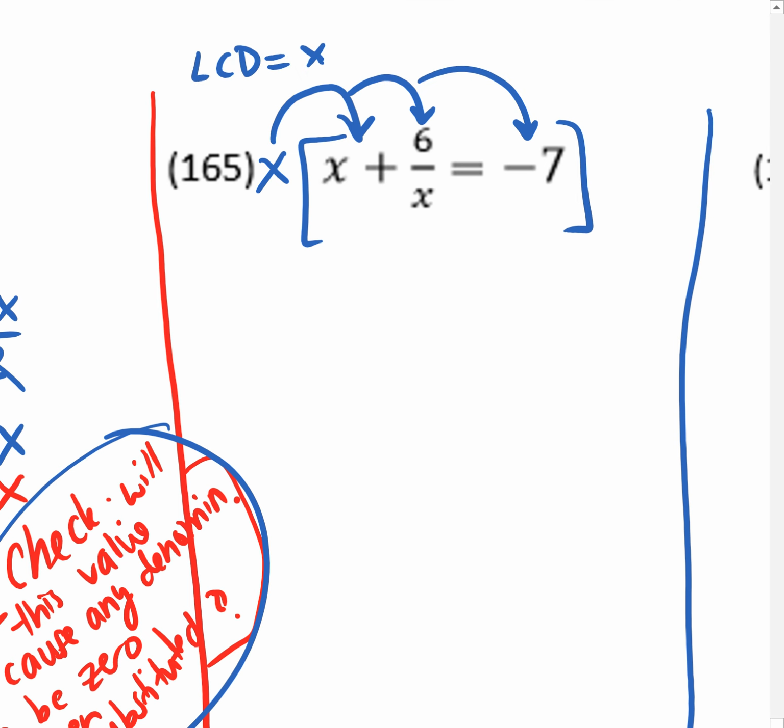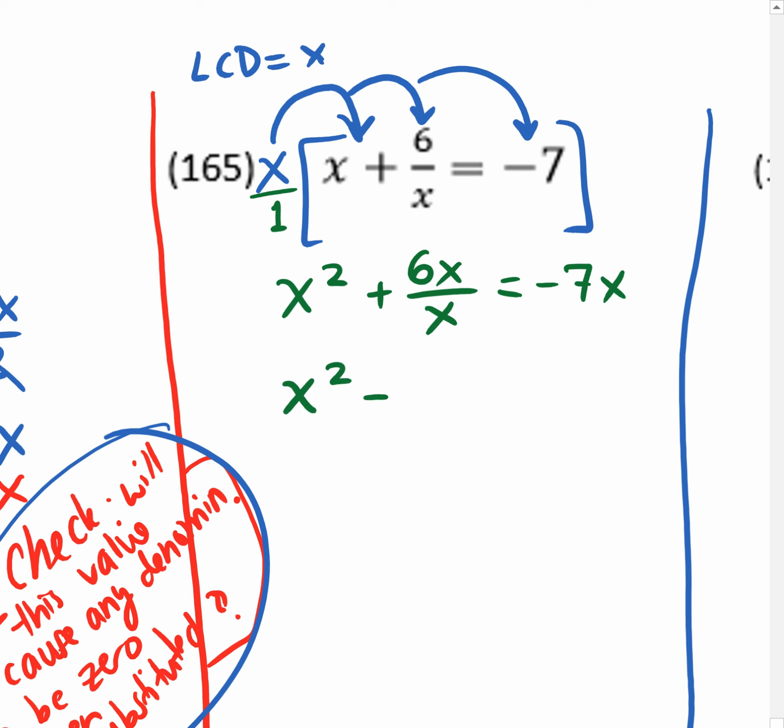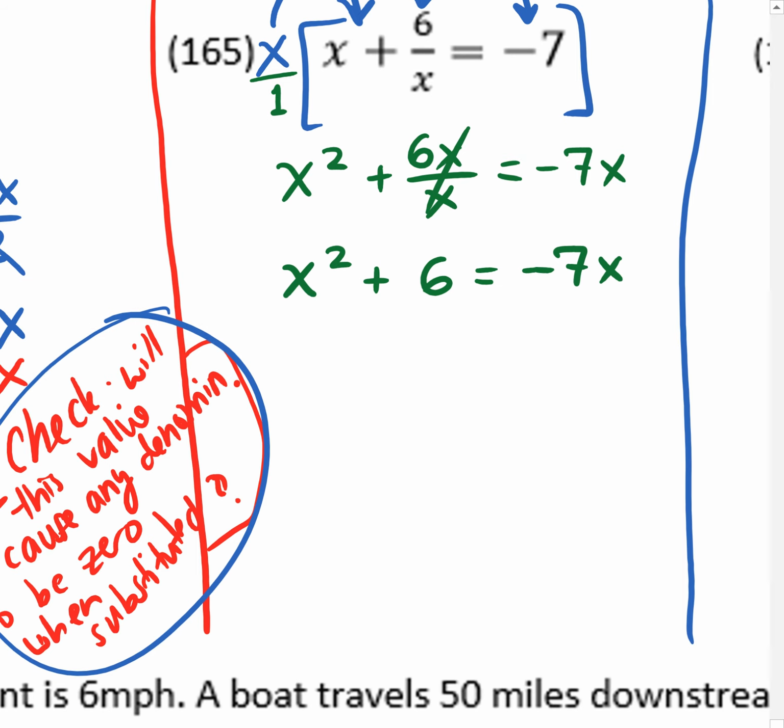Alright, so first we have x times x, that's going to be x squared, plus x times 6 over x. I might put this x over 1 just to think about how that's going to work and multiply across. 6 times x over 1 times x. And then on the other side we're just doing x times negative 7, that'll be negative 7x. So I can't really do much with this term, x squared, but the second term is just 6 since the x's cancel. And then equals negative 7x.